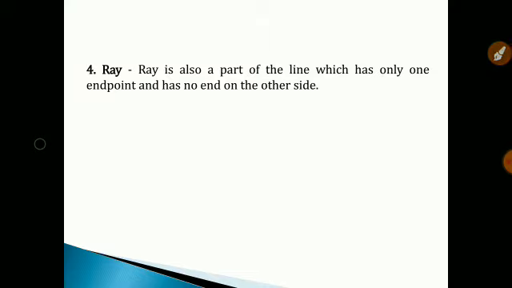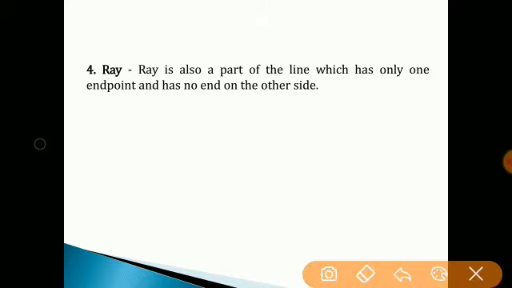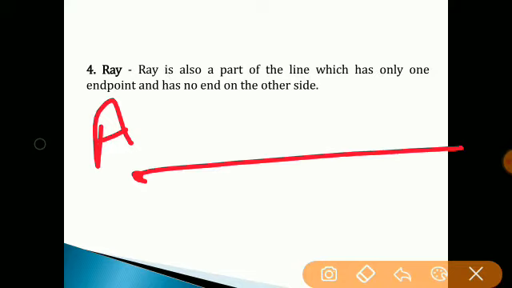Now the fourth one is a ray. A ray is also a part of a line which has only one endpoint and has no end on the other side. For example, suppose we have a point A here, and this is the one endpoint, but it has no other endpoint. So we can extend this infinitely. So we can say that a ray has only one endpoint and the other side is infinite.